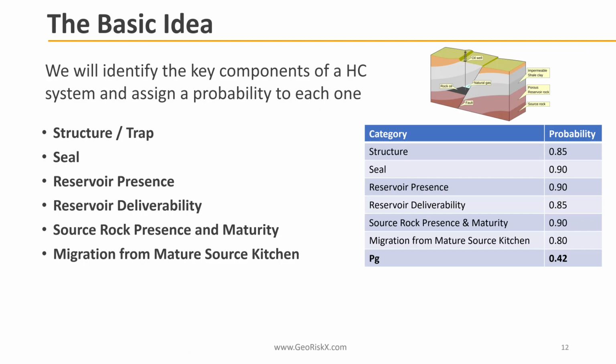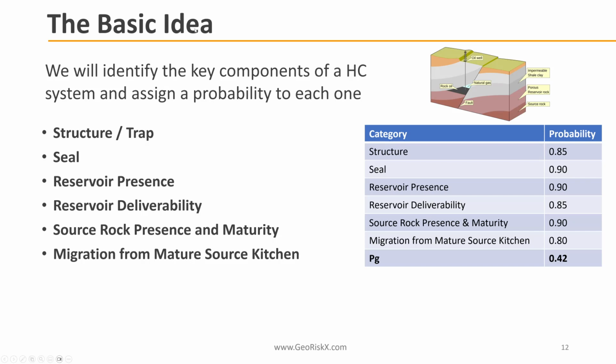To get started, I want to review the basic idea behind risking again. When we do risking, we identify the key components of the hydrocarbon system. What's the structure, trap, what's the seal, is our reservoir present and of sufficient quality, is our source rock present, mature, and is there a migration pathway? Those are our core components in the hydrocarbon system.